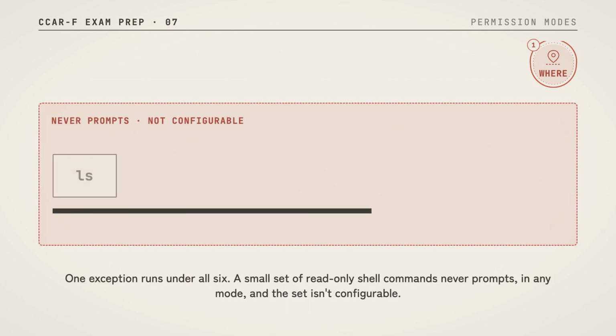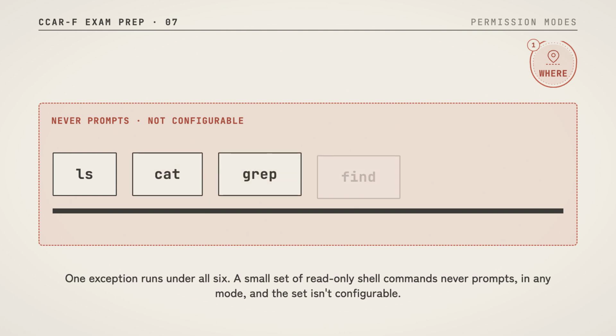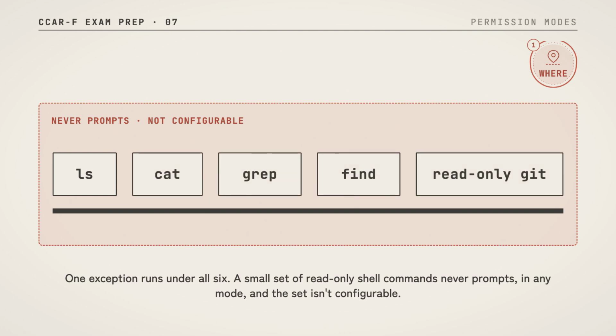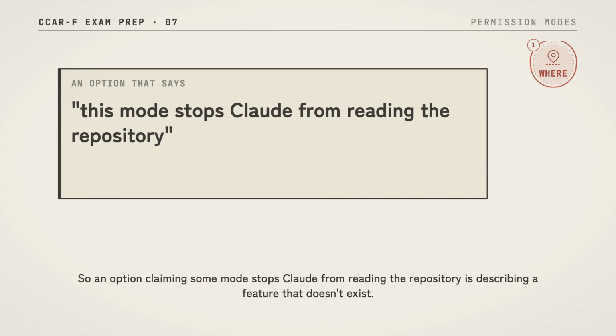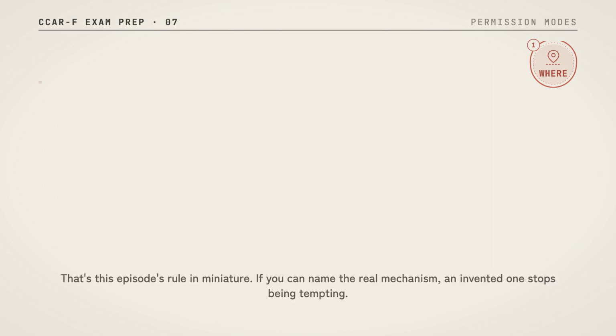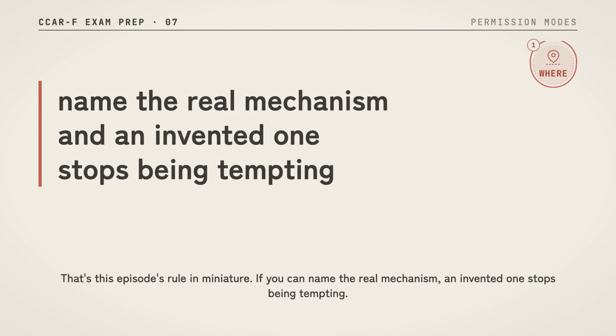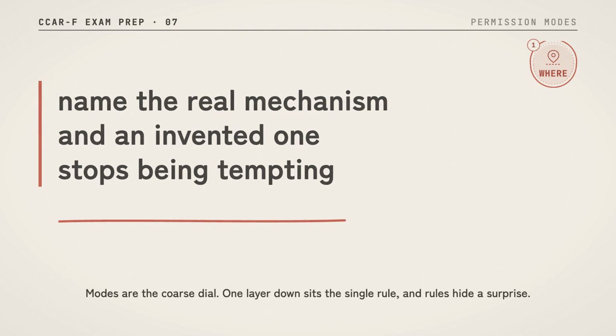One exception runs under all 6. A small set of read-only shell commands never prompts in any mode, and the set isn't configurable. So an option claiming some mode stops Claude from reading the repository is describing a feature that doesn't exist. That's this episode's rule in miniature. If you can name the real mechanism, an invented one stops being tempting. Modes are the coarse dial.